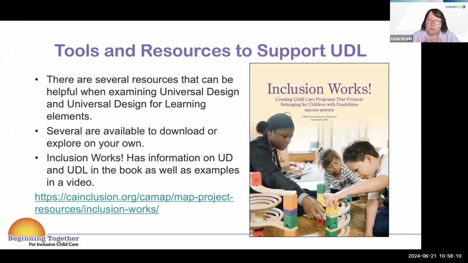So there are a lot of resources that can be helpful. If you look up universal design and universal design for learning, the Head Start Network has a lot of great materials. You'll just see all sorts of things. Inclusion Works is a book that is available free for downloading. And I gave you the link here to our website where we have the links for both the English and the Spanish version. The other nice thing is that they do have video examples in the book. And so you can also see a description of universal design and universal design for learning with some video examples and children experiencing them.